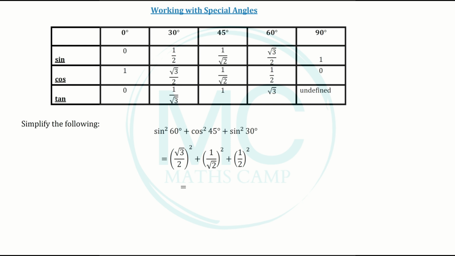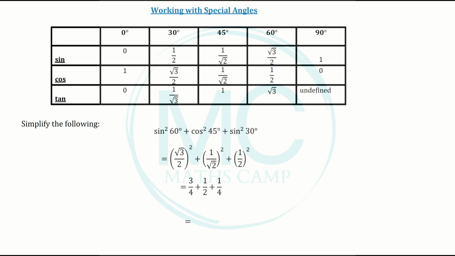Now we can square each of our fractions. Root 3 squared leaves us with 3 over 2 squared, which is 4, plus 1 squared, which is 1, over root 2 squared, which is simply 2. Finally, let's look at our third fraction. So we say plus 1 squared, which is 1, over 2 squared, which is 4.